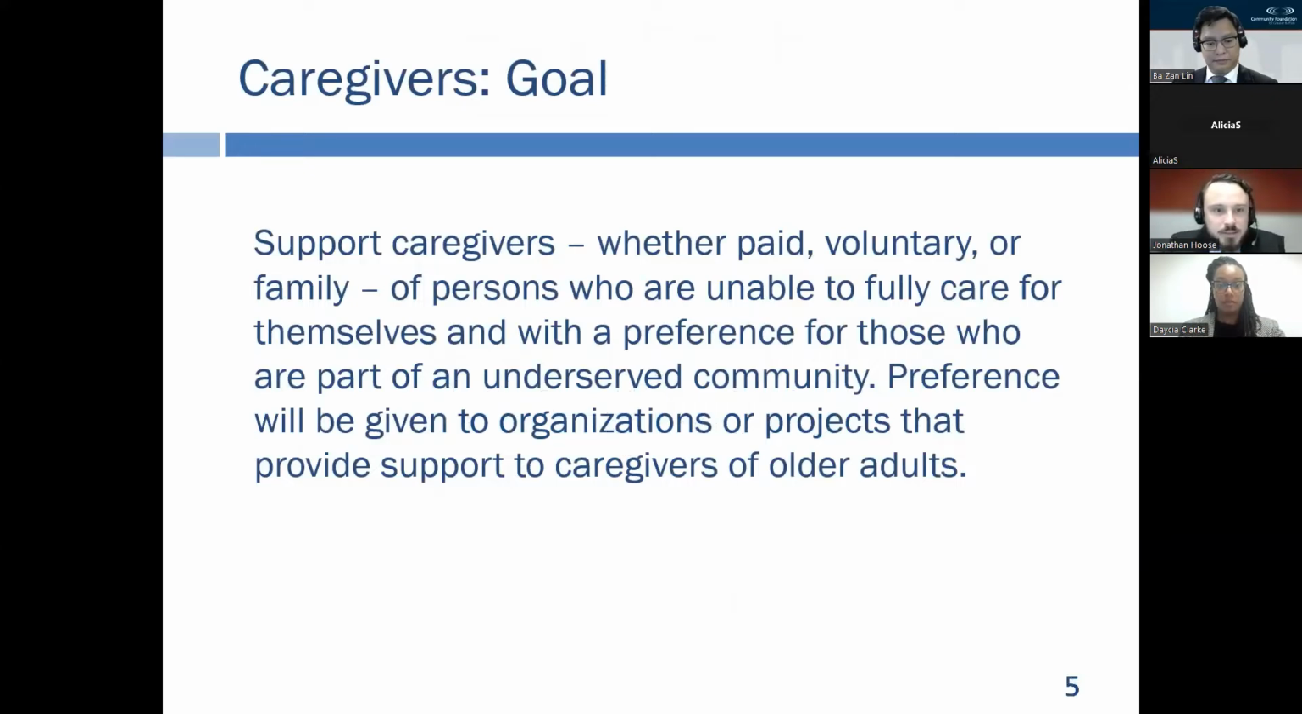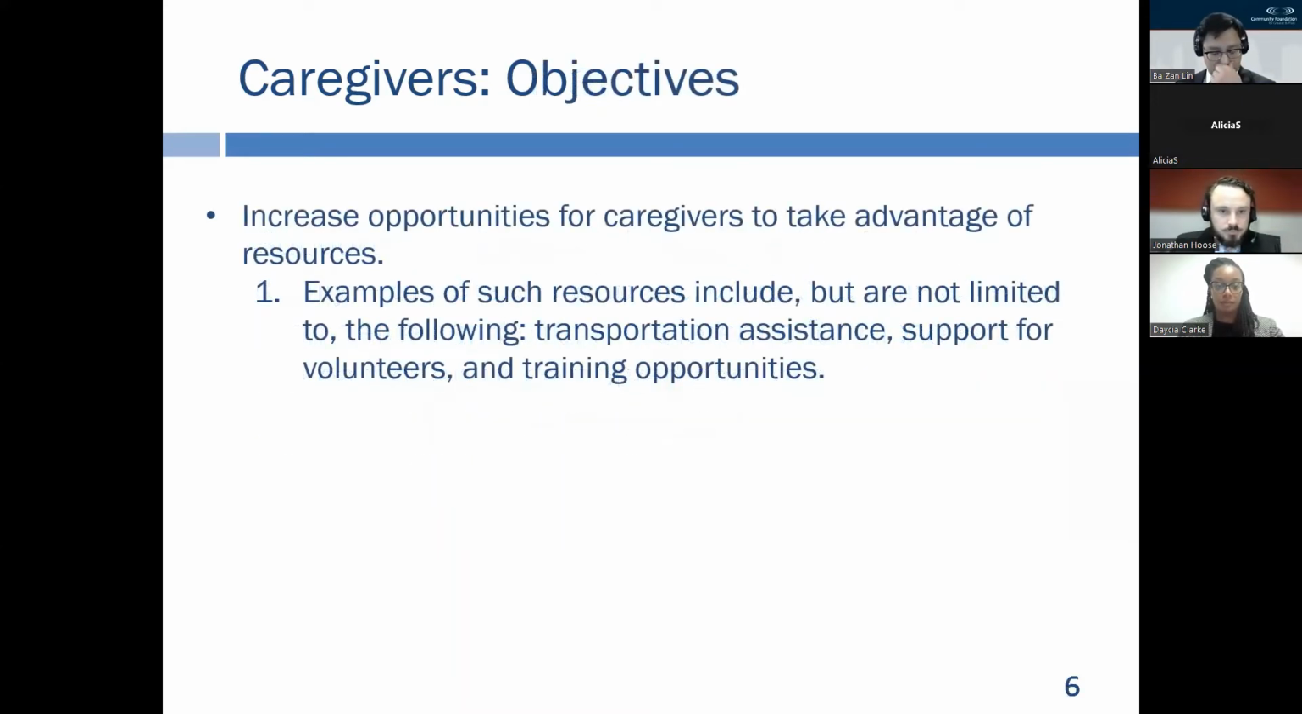The caregivers process is informed by a goal to support caregivers, whether paid, voluntary, or family, of persons who are unable to fully care for themselves, and with a preference for those who are part of an underserved community. Preference will be given to organizations or projects that provide support to caregivers of older adults. The objectives for the caregiver process are to increase opportunities for caregivers to take advantage of resources. Examples of such resources include, but are not limited to, transportation assistance, support for volunteers, and training opportunities.